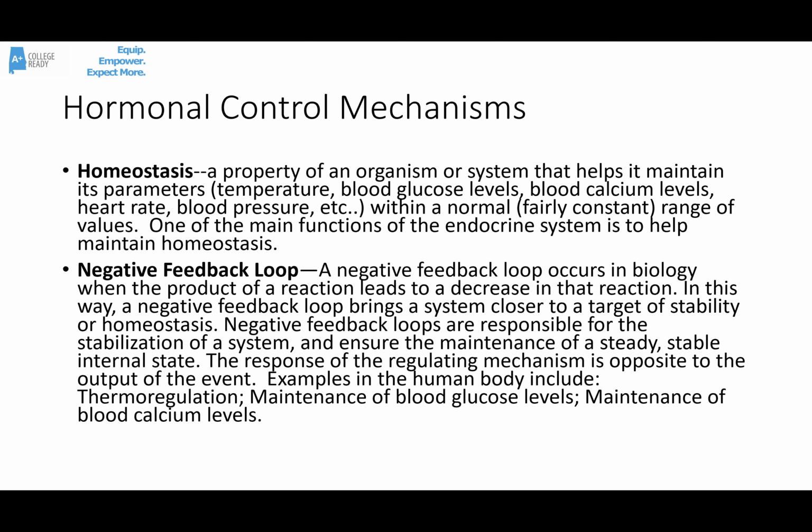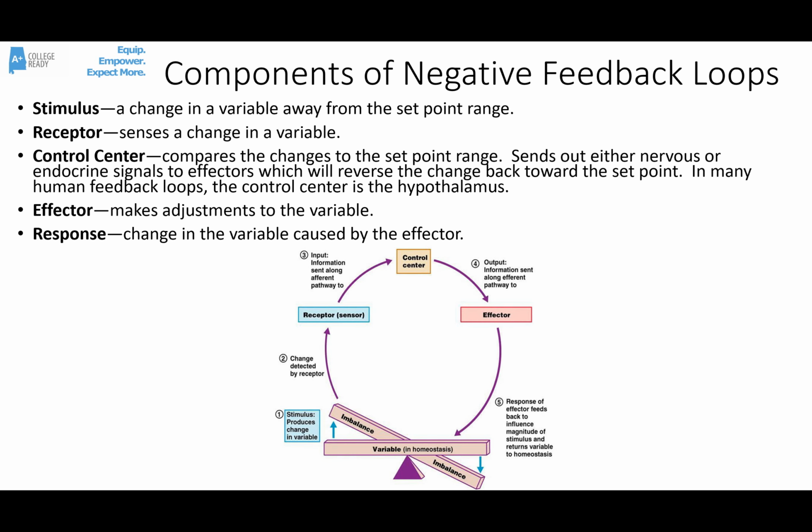So a negative feedback loop is when the product of a reaction leads to a decrease in that reaction. They're responsible for the stabilization of your body. They always push your body toward the homeostatic set point. The way your body regulates temperature, thermoregulation, is an example of this. The way your body regulates blood glucose levels is an example. The way your body regulates blood calcium levels is another example. So let's talk a bit about negative feedback loops.